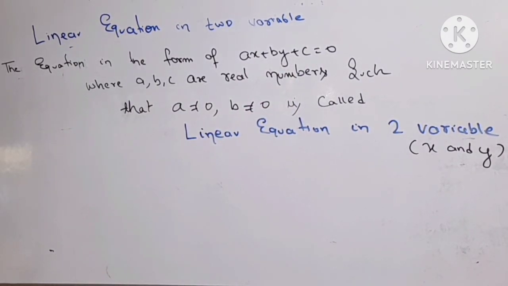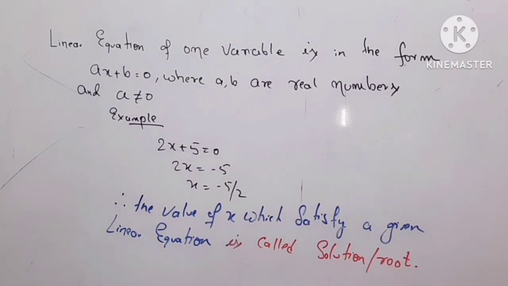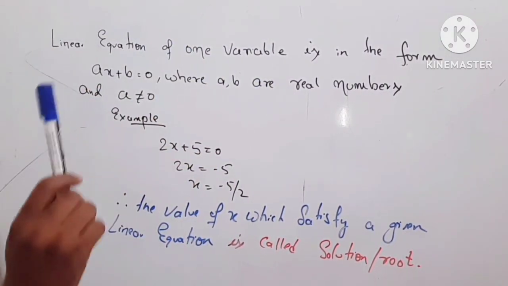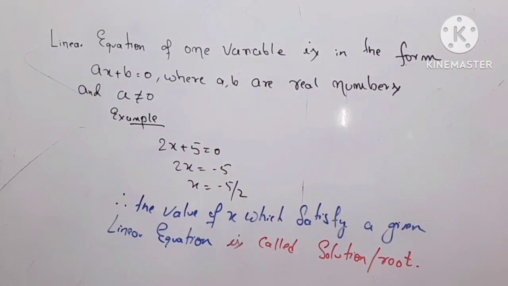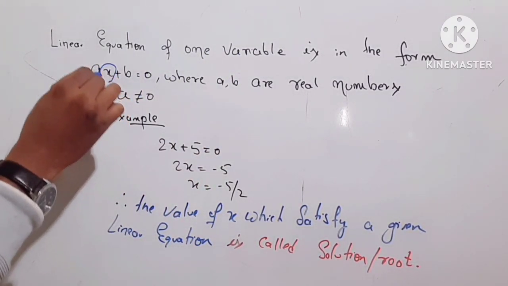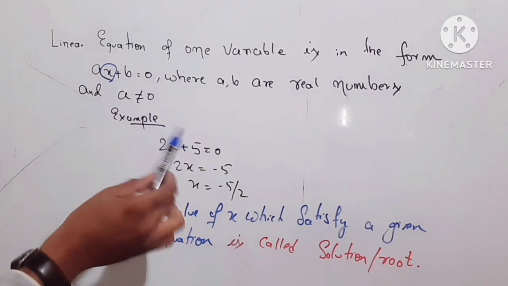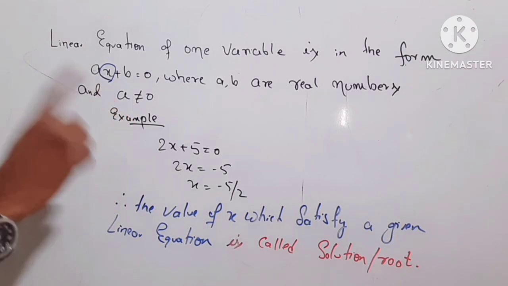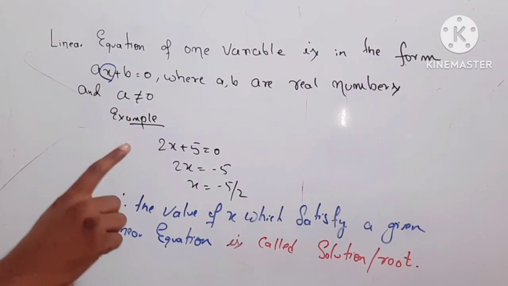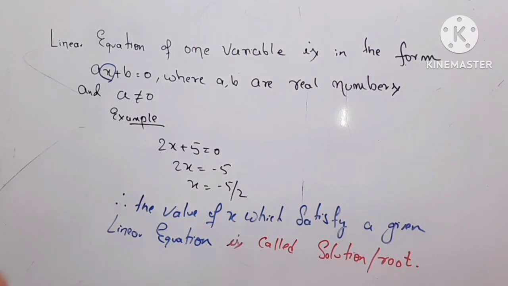Let us see what was there in the case of one variable. In one variable, only x was there. Understand the difference between two variables and one variable: in the previous case only x was there, where a is not equal to 0, but in the linear equation in two variables there are x and y. So this is the great difference. You understood the linear equation in one variable and in two variables.